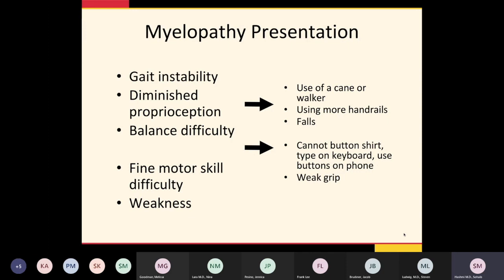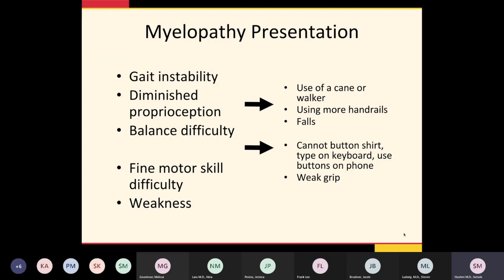Gait instability, the use of a walker, cane, or assistive device. And this may be in a patient who also has osteoarthritis of the knee and believes that the balance is giving way because of that. However, it actually may be more central. Diminished proprioception and balance difficulties, using handrails and having frequent falls would be the biggest red flag.